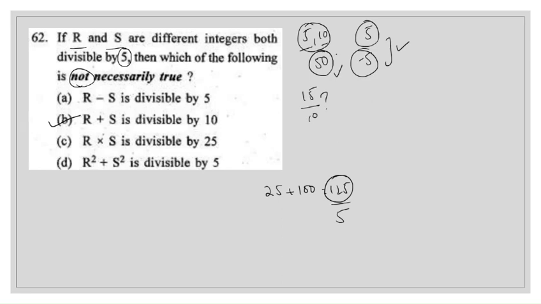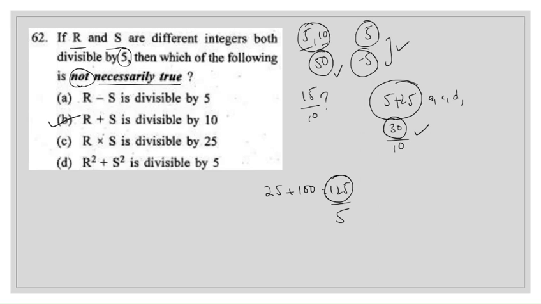Now one more thing can happen. If we take two numbers like 5 and 25, in this case the other three conditions, that is options A, C and D, will be fulfilled. If we check the second condition, that R plus S is divisible by 10, it will be 5 plus 25, which is 30. Even 30 is divisible by 10, which means the second condition is also fulfilled. This is the reason why we need to take two to three examples in these types of questions, so that we do not go wrong. And obviously the other three conditions will always hold, because it says not necessarily true, so the others will be necessarily true.